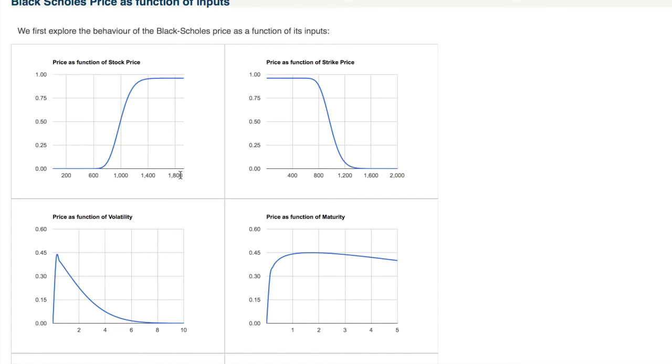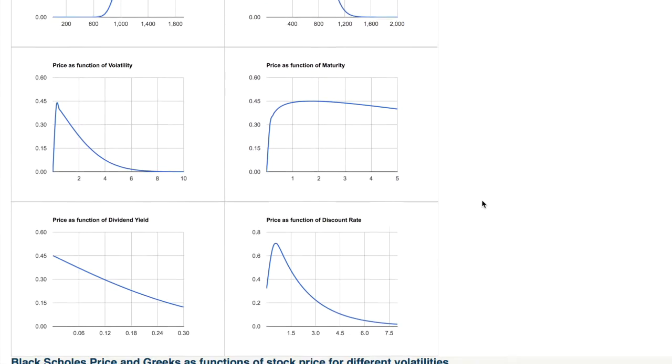The first new section shows how the price changes with each of the inputs. We see that the option price increases as the stock price increases, because this is a call option, which pays when the stock price is higher than the strike, so it makes sense that the price goes up with the underlying price. The strike graph is a mirror image of the stock chart. The remaining graphs in this section can be interpreted in a similar way.